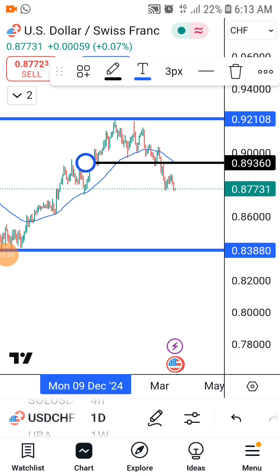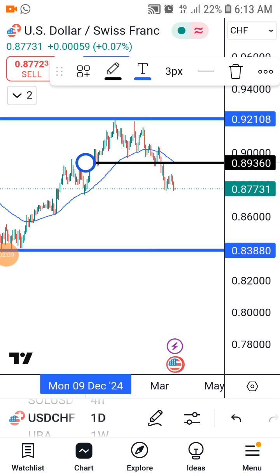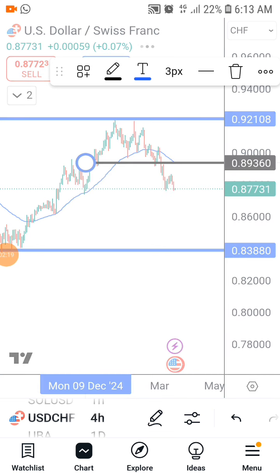So this is how it works. The 4 hour 50 moving average, we're going to draw down the daily 50 moving average. So let's switch back to the 4 hour moving average and see the magic.